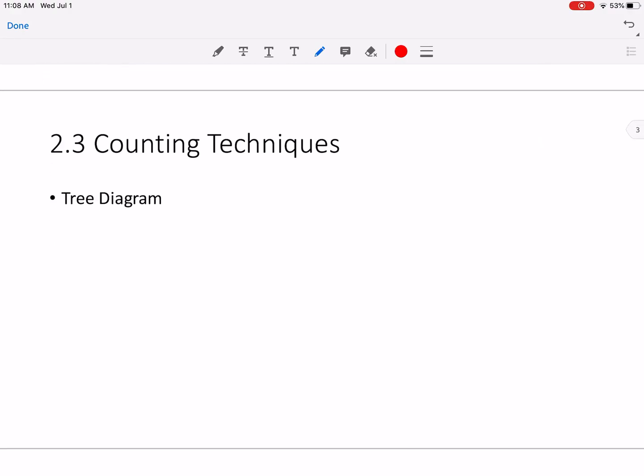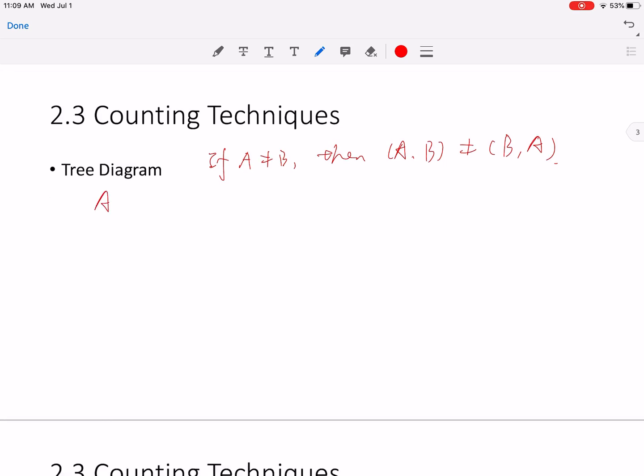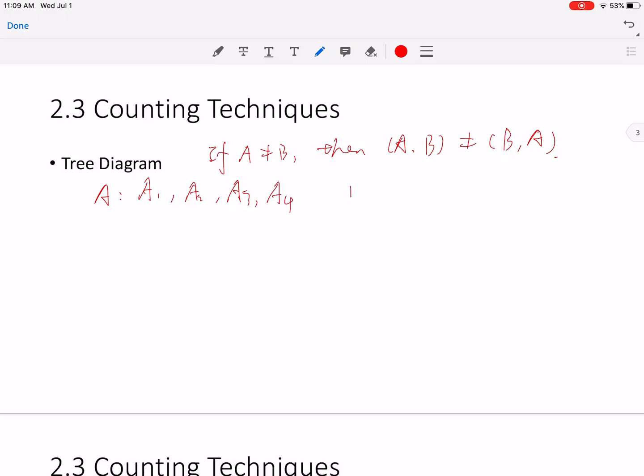So as I just mentioned, if A is not equal to B, then the ordered pair AB is completely different from the ordered pair BA. Why do we know this? Let's see. In this case, A could be four numbers: A1, A2, A3, and A4. And B has four possible values as well: B1, B2, B3, and B4. So we want to see how many ordered pairs we can have.